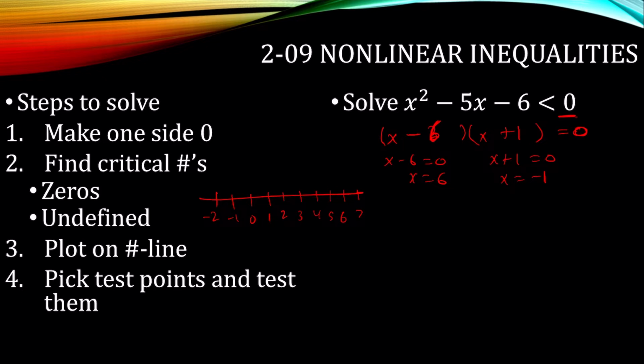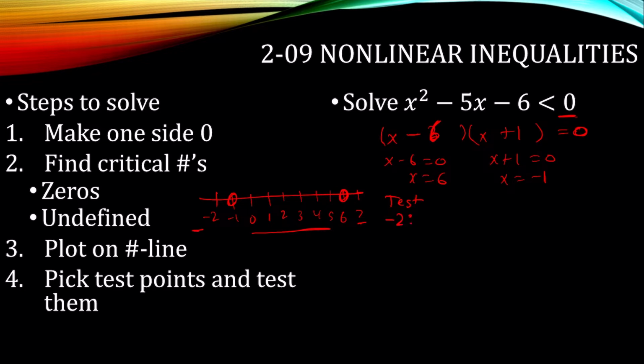It's less than but not equal to, so these are going to be open circles. If it can be equal to that number, it would be a closed circle. If it can't be equal to, such as in this case, it's open circles. And notice now we have 3 parts. We have less than negative 1, we have between negative 1 and 6, and we have greater than 6.